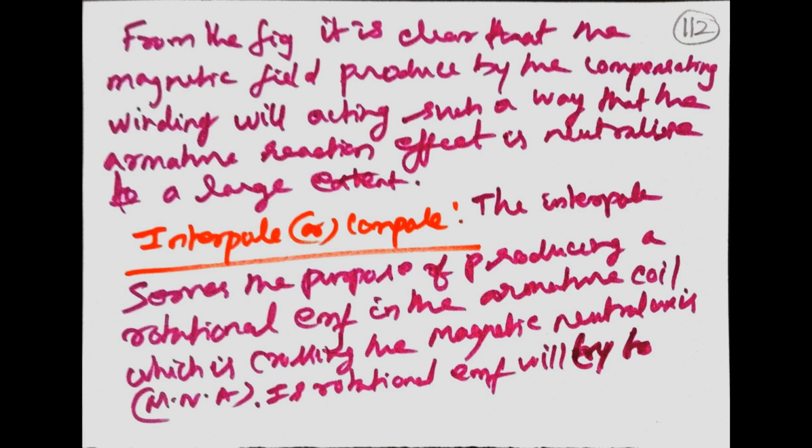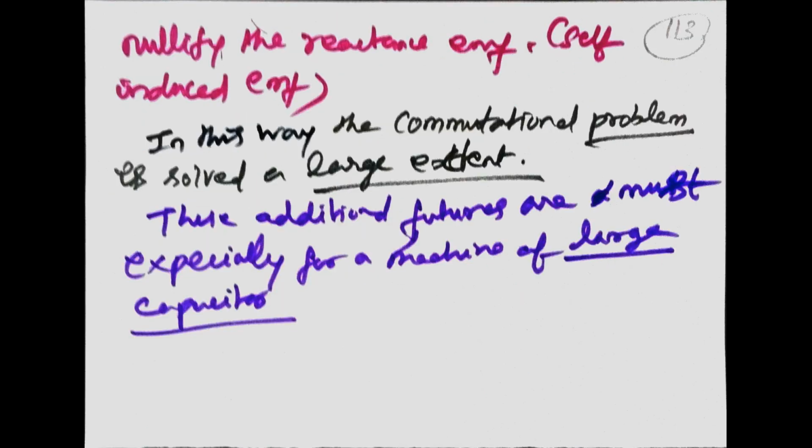Interpole or compole. The interpole serves the purpose of producing a rotational EMF in the armature coil which is crossing the magnetic neutral axis. This rotational EMF will try to nullify the reactance EMF, the self-induced EMF. In this way, the commutation problem is solved to a large extent. These additional features are a must, especially for a machine of large capacity.